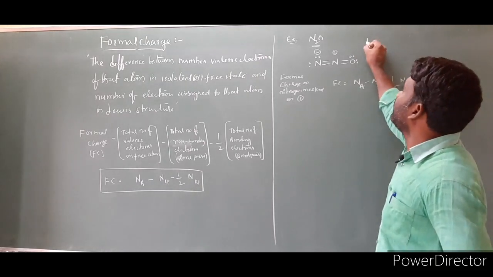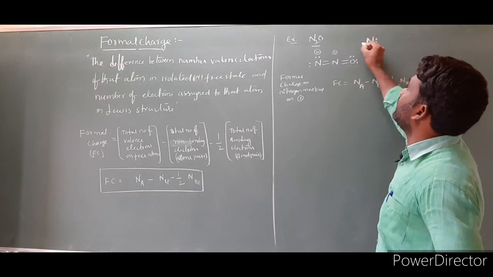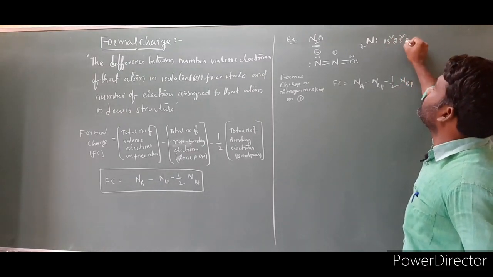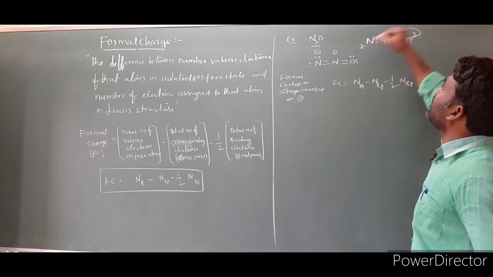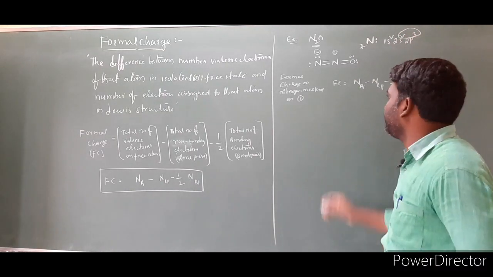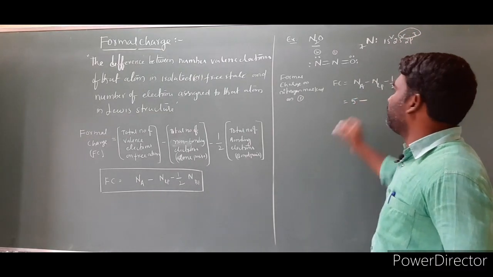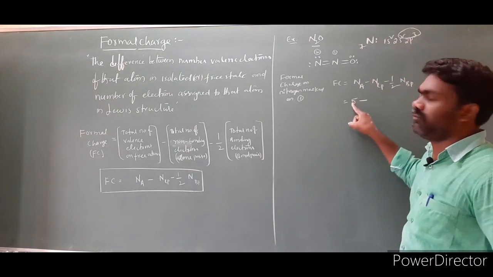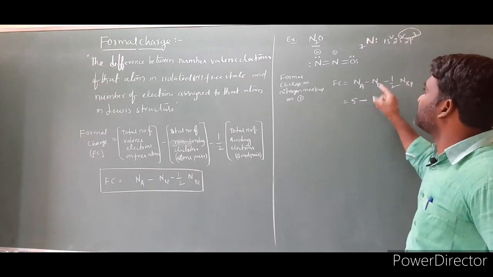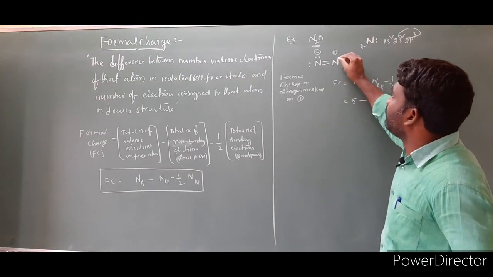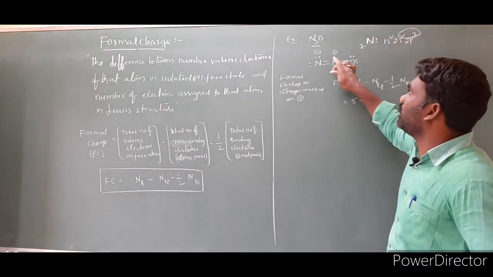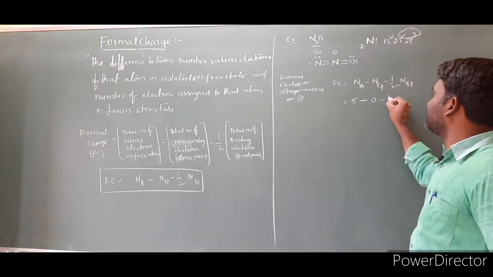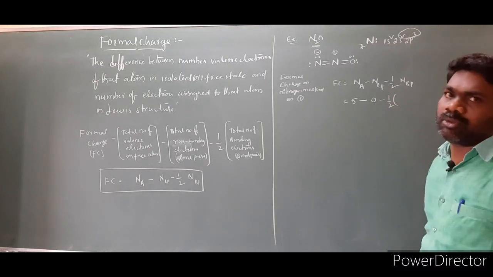First we have to find out the number of valence electrons. Nitrogen atomic number is 7. The configuration is 1s2, 2s2, 2p3. The total number of valence electrons is 5. So that is 5 minus the number of lone pair electrons. This nitrogen does not have any lone pair electrons. We did not show any lone pairs, so the number of lone pair electrons is 0, minus half into number of bond pair electrons.